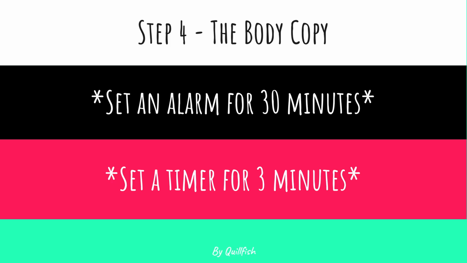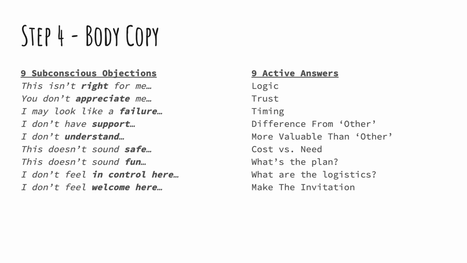First, set an alarm for 30 minutes. That's going to just go in the background. And then set a timer for 3 minutes. You're going to spend 3 minutes writing a paragraph answer to each one of the 9 subconscious objections.